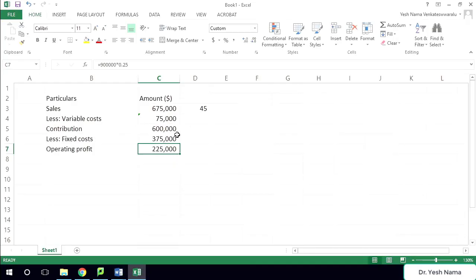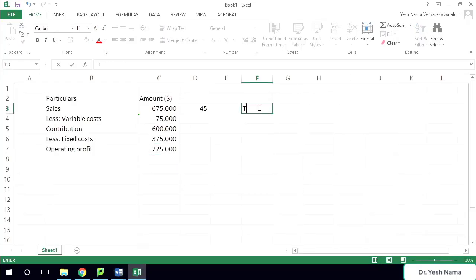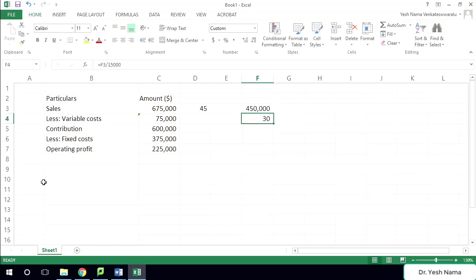What is the full cost per room night? Total cost is equal to fixed plus variable. In this case, total cost is equal to 375 plus 75, 450,000. 450,000 upon 15,000 room nights, $30 per room night. Total cost. Selling price 45, 30 total cost. What's the markup? 50%. So this is fairly straightforward.